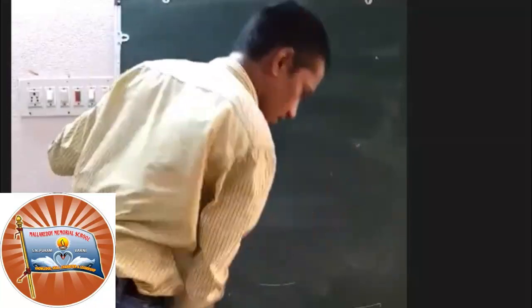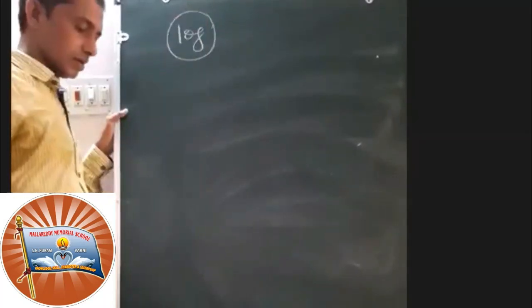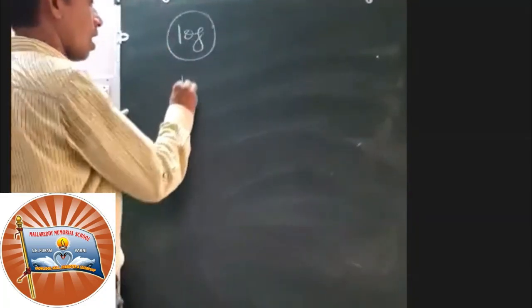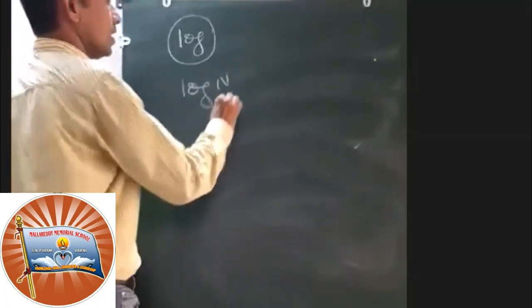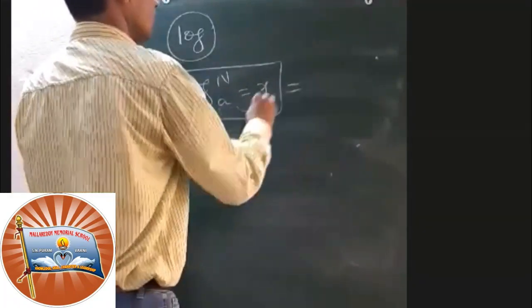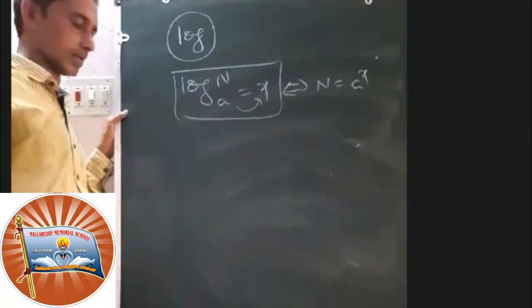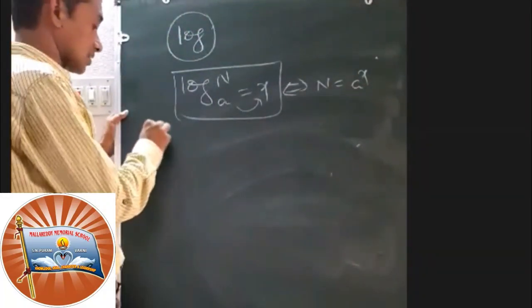So likewise, one more concept is there: logarithms. What do you mean by logarithms? So the logarithmic formulas are there. Log n base a is equal to x. Vice versa, n is equal to a power x. This is a basic concept. Now some more concepts are there.